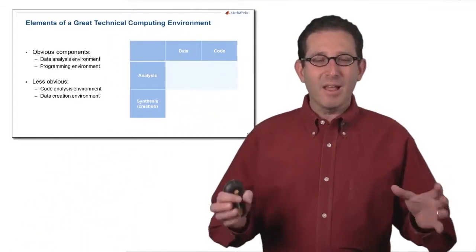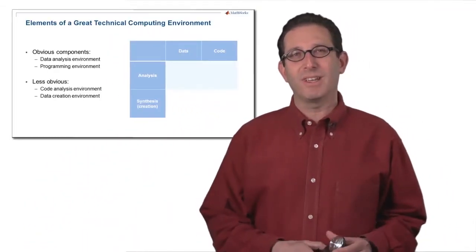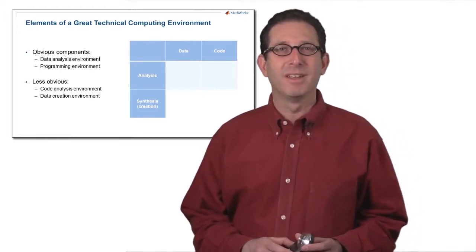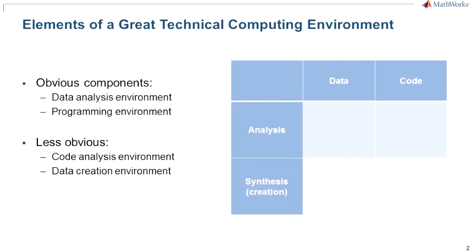I'm going to be talking to you today about embracing technical computing trends with MATLAB. So let's dive right in. It helps to put a little bit of perspective into place. I like to describe what the elements of a great technical computing environment are, and I draw this 2 by 2. I've got rows and columns. The rows are analysis and synthesis, or creation, and the columns are data and code. You can think of working with MATLAB as moving between these 4 different boxes, and I'm going to describe to you exactly how that happens.